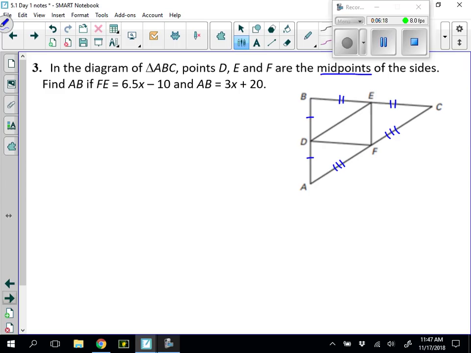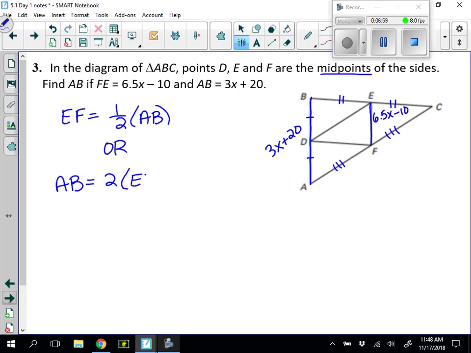So find the length of AB if we know that FE, so I'm going to draw on FE, is 6.5x minus 10, and AB, which is over here, is 3x plus 20. Okay, I have to apply my 1/2 or doubling rule. So there's 2 ways I could write this. I could say that the length of EF, which is the mid-segment, is going to be half the length of AB, or I know that AB can be found by doubling EF. Okay, so I'm going to take one of them and cut it in half, or the other and double it. So it doesn't matter which one you do. So I'm going to go with this second one.